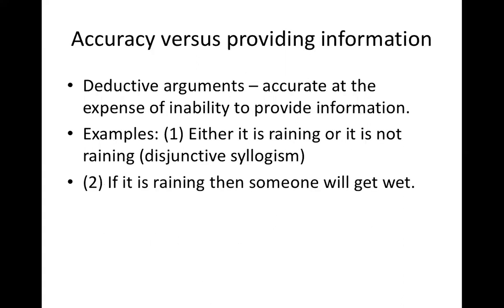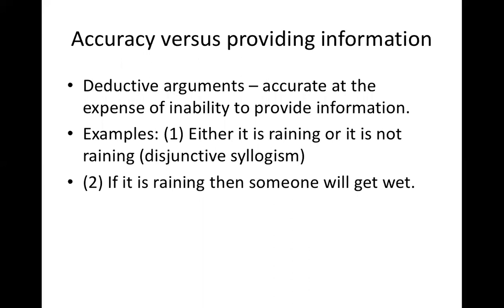So now we are done looking at the inductive arguments. We can now make some comparisons between inductive and deductive. So how do you compare inductive to deductive? What are their advantages or disadvantages? By now, it is already clear that deductive arguments are accurate, whilst inductive arguments are not really accurate. So we know that already, but there are certain things we don't know.